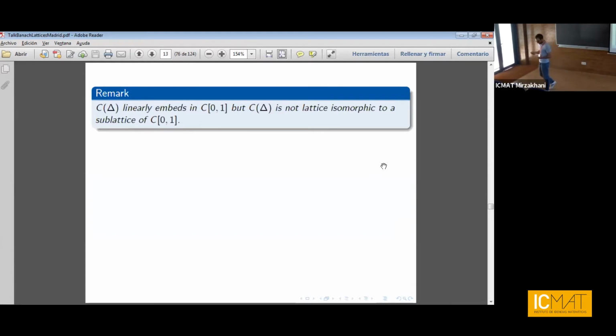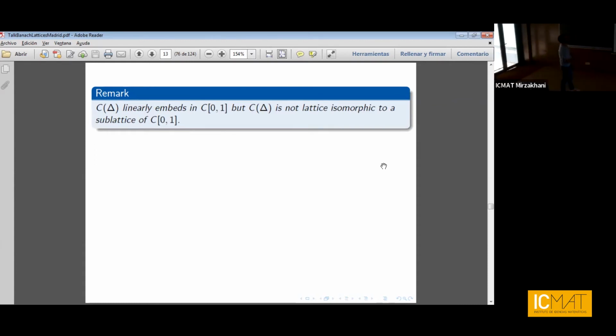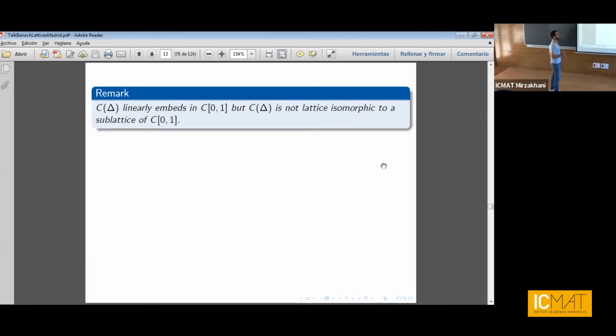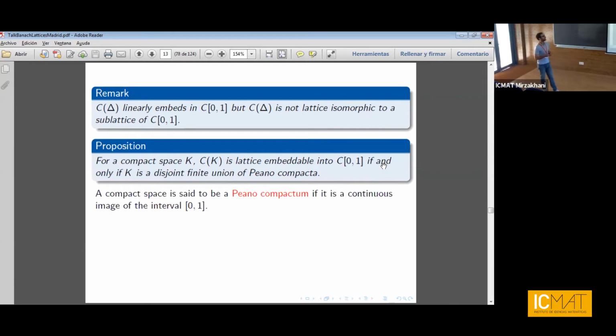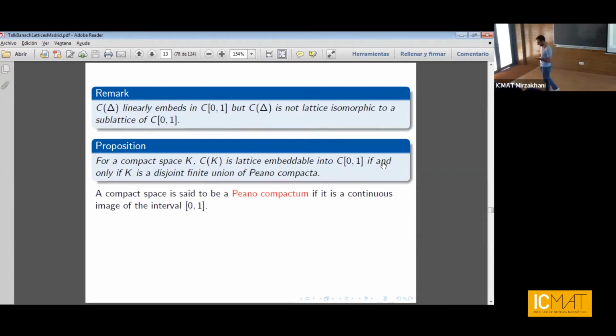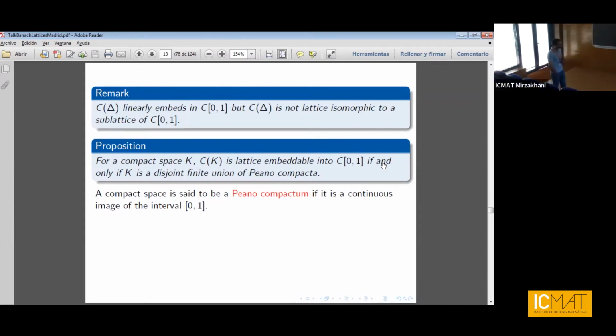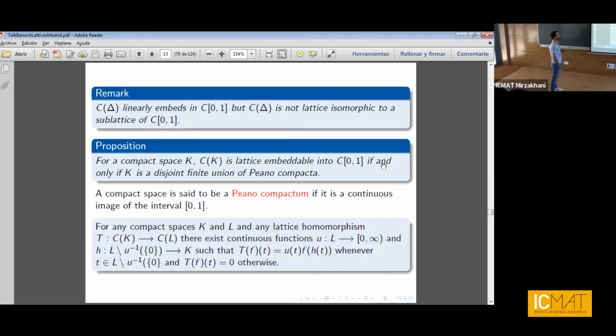Indeed, C of the Cantor set linearly embeds into C of the unit interval. In fact, they are isomorphic as Banach spaces, but it is not lattice isomorphic to a sublattice of C of the unit interval. This is a consequence of this fact: we can even characterize those CK spaces which are lattice embeddable into C of the unit interval as those CK spaces where K is a disjoint union of Peano compacta, where a Peano compactum is just a continuous image of the unit interval. This proposition is proved in our paper.